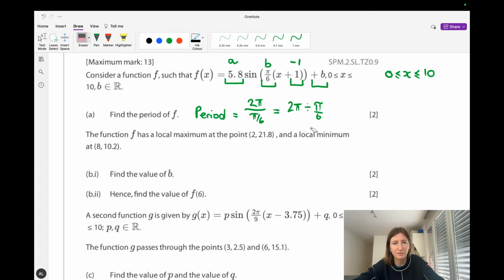Running out of space here. I'm going to do it a little bit down. 2 pi divided by pi over 6 means we times 6 over pi. Pi's cancel out, and we get 2 times 6, which is 12.